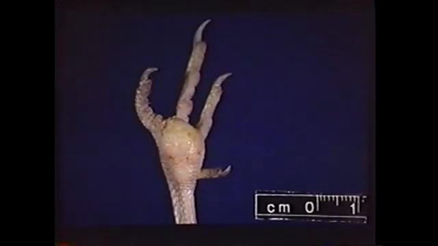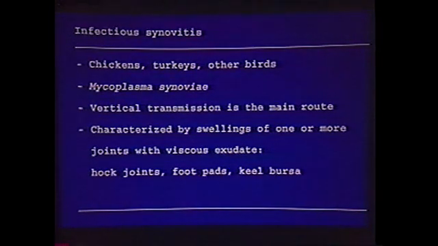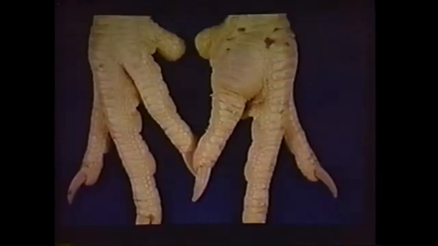Here is a footpad, a swollen footpad. There are no cuts or wounds and so forth, so obviously the infection has come from septicemia and then localized in here. This is infectious synovitis. It can be seen in a footpad or in the hock joint, sometimes as an infectious or external bursitis. Infectious synovitis is seen in chickens and turkeys caused by Mycoplasma synoviae, MS. Swollen joints are the main lesion.